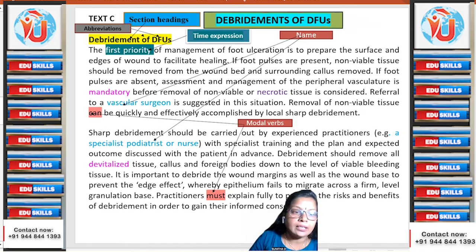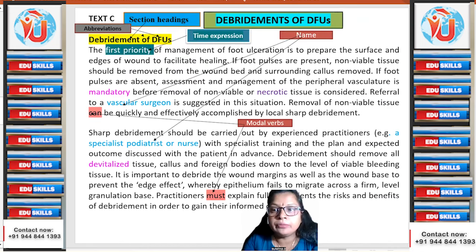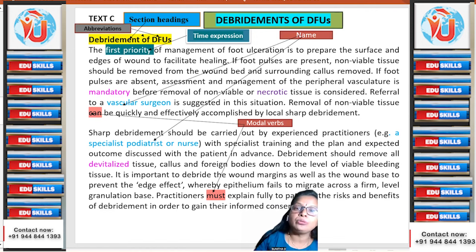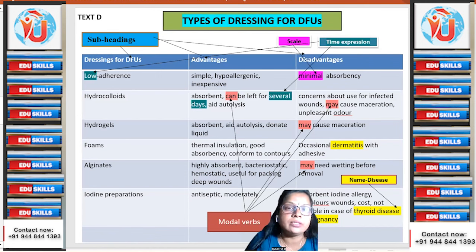So in text C, the words or points we have to highlight are, again, section headings and abbreviations. The first priority is the time expression. Again, we can come down to "vascular surgeon", it's a name. Then in the last line, "can" is there, so it's a modal verb. Again, "specialist, podiatrist or a nurse", the name of a professional. Then come back down, "must" is there. It's a modal verb. So we can go to the next text, D.